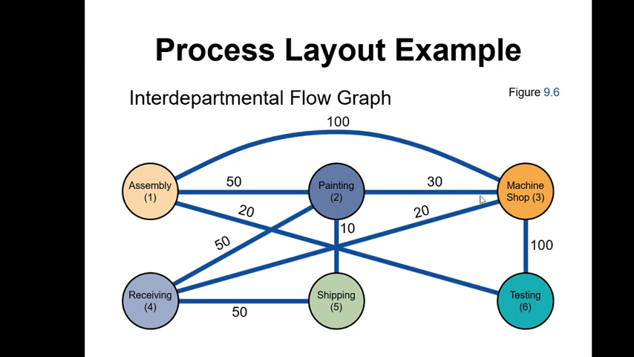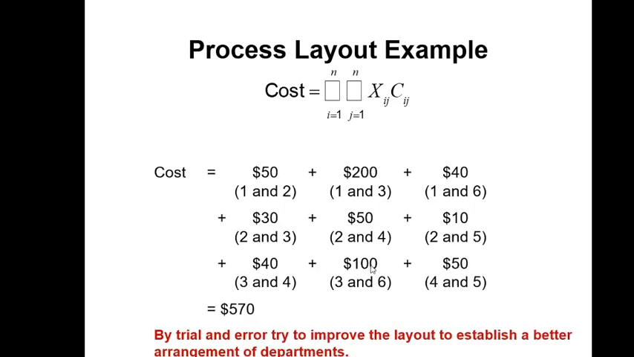Okay, go back. The second thing, from department 3 to department 6, you have to move 100 loads, but it's an adjacent department. That's why it will be 100 loads multiplied by $1. That's why we will have, as you can see here, $100.